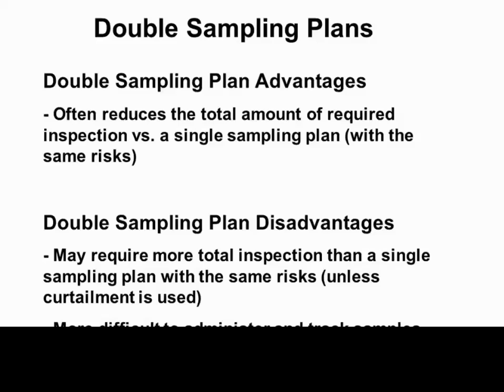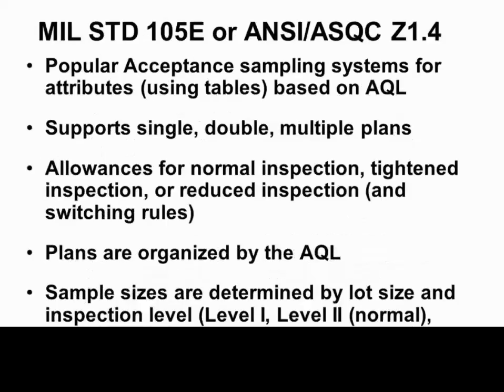This may be advantageous. The disadvantages of the double sampling, if you're not using curtailment, where once you reject a lot, you just stop, then this might actually be worse in terms of cost. And obviously, it's going to be more difficult to implement and track everything.